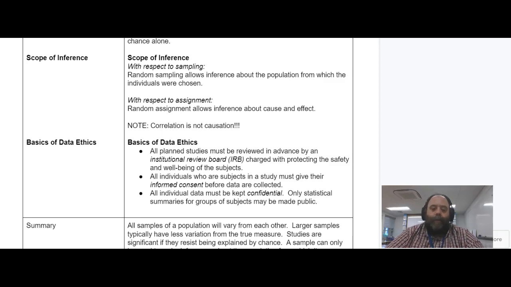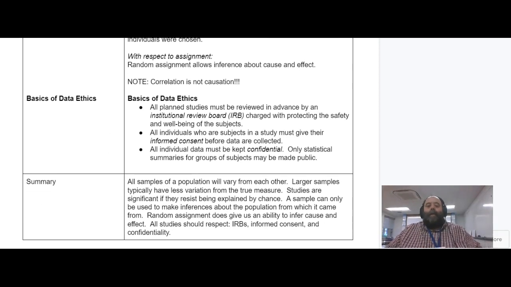Last thing here is some quick notes about the basics of data ethics. The big three that are in your text and can also come up on the AP exam. IRBs, which means that there has to be an independent institutional review board that approves any planned study within an institution. So a university will have an institutional review board that has to approve all statistical studies done on their students before those studies proceed. That's what we call an IRB. Okay, so that group is charged with protecting the safety and well-being of those students from crazy experimenters.